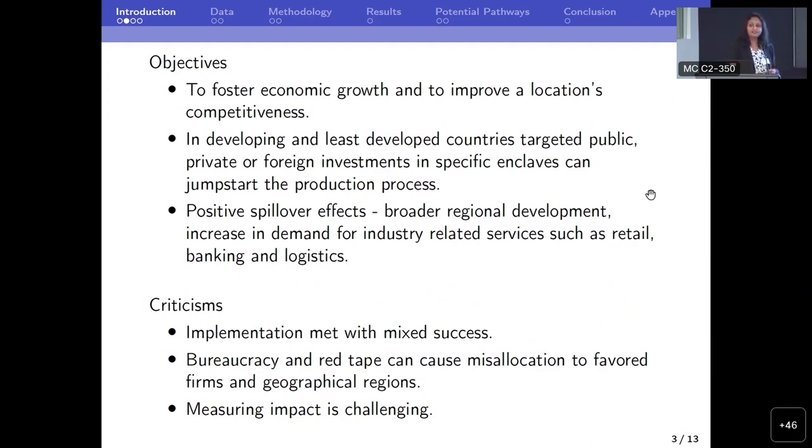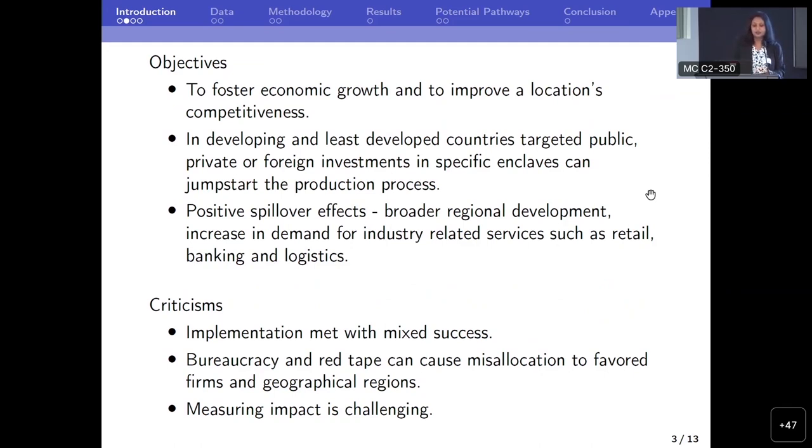But then there have been some criticisms in the analytical literature as well. The most important is perhaps that they are met with very limited success. In practice, very few studies that have analyzed these industrial enclaves of any kind that I've described in the previous slide show that, well, they may have been successful in East Asia, not so much in Sub-Saharan Africa.